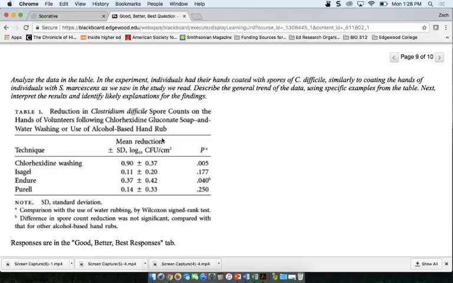That's not a good start. Go ahead, Danica. Is it that the alcohol-based hand rubs have a lower mean reduction than the normal hand rubs? Okay. So alcohol-based hand rubs, we're just going to call the AHR. Have, what was the term you used? Lower? Lower mean reduction. Okay.